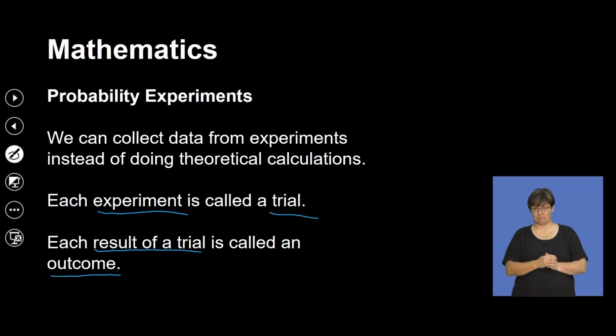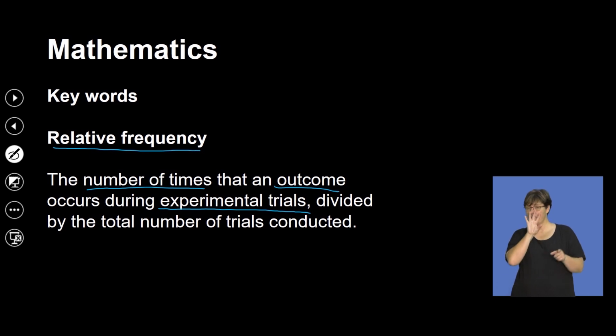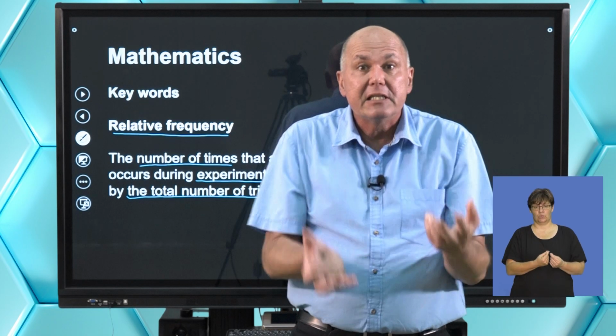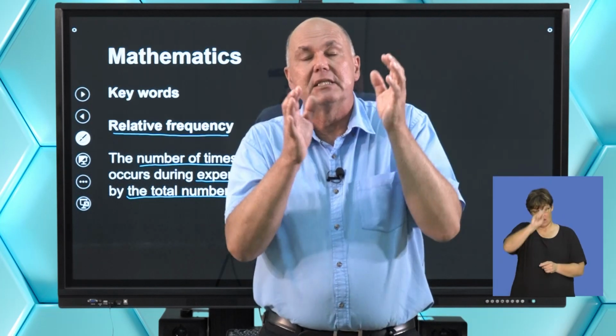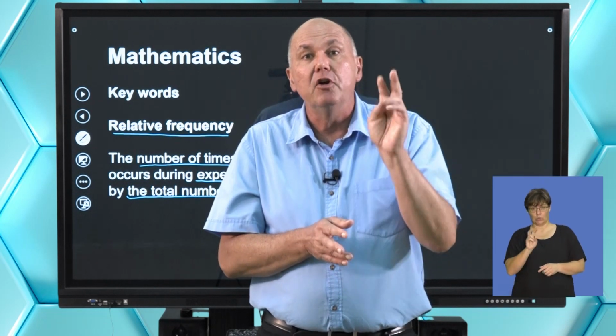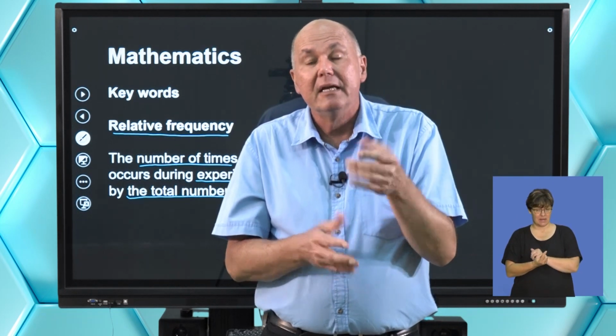Okay, so the next idea we're going on to is this idea of relative frequency. Relative frequency is the number of times that an outcome occurs during experimental trials. To get the relative frequency, we don't just calculate the total number of times it happens, but count it and divide it by the total number of trials conducted. So if I do 10 spins of a spinner, and I find that the number of times that the spinner lands on blue is only 2, then the relative frequency of something blue coming up on the spinner is 2 out of 10.